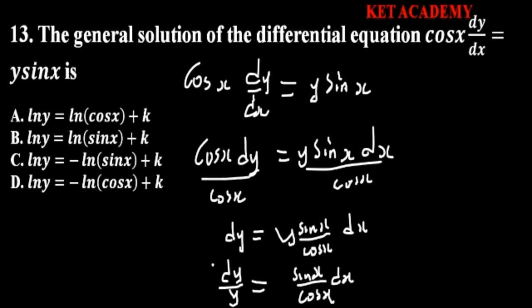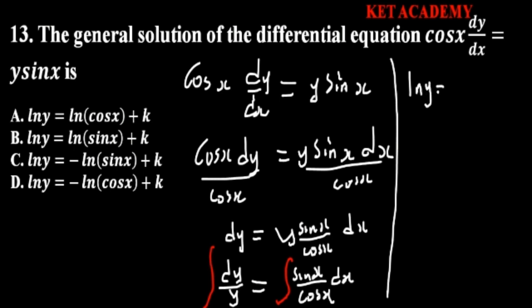So from here, I take my integral sign on both sides. Taking my integral sign, I'm integrating this and that. So as we saw in the previous example, the integral of dy on y will simply be ln of y. So it will simply be ln of y to be equal to.